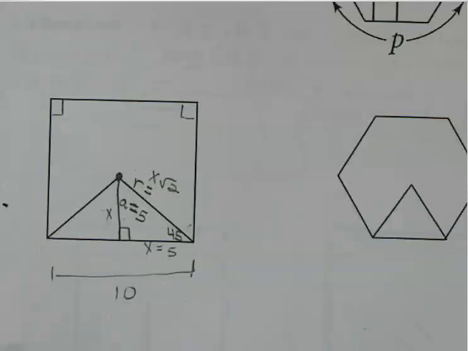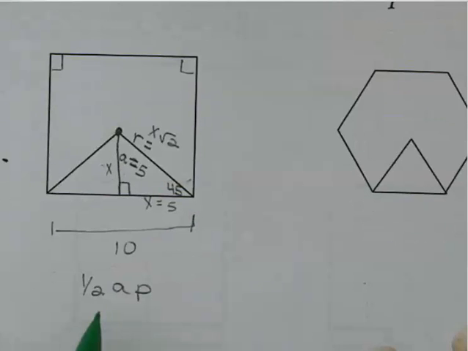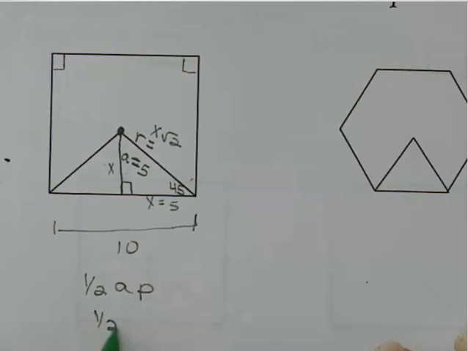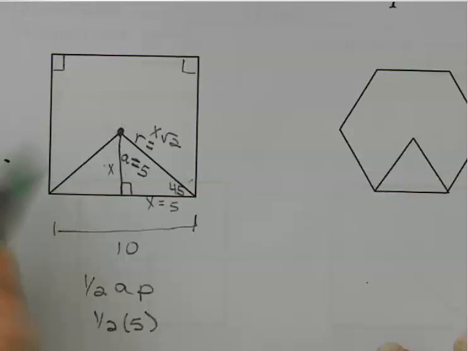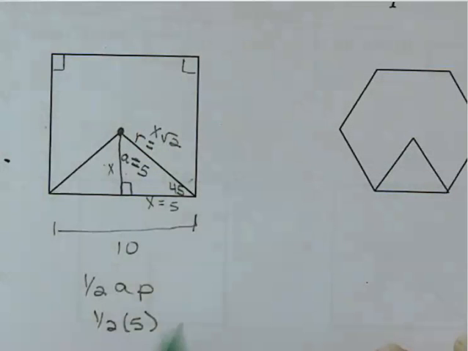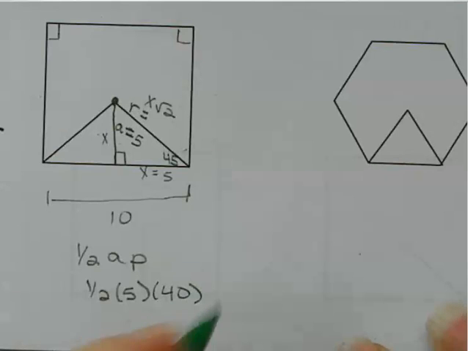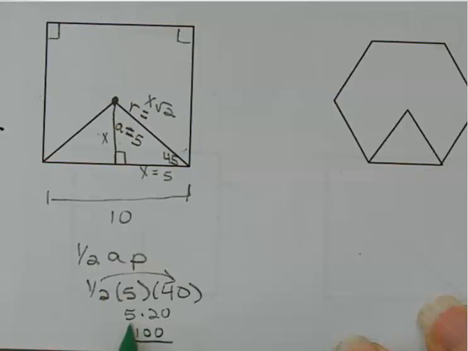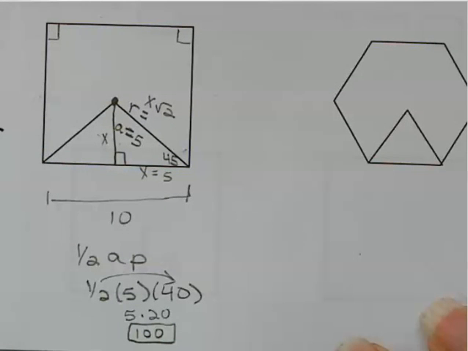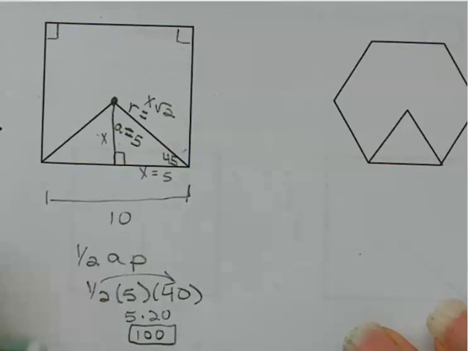All right, so the formula is 1/2 AP. So 1/2, your apothem was 5, and your perimeter, 10 times 4, all the way around. 10 times 4 is 40. Okay, let's take half of 40. Half of 40 is 20, so 5 times 20 is 100. All right. Okay, let's go to the second one.